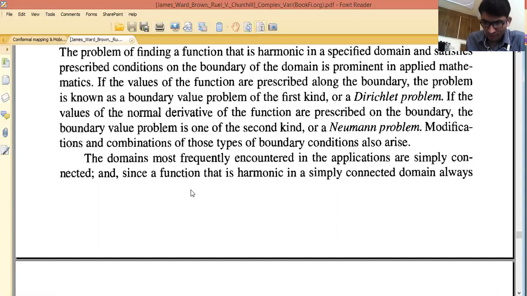Question number 2: a transformation of the type w equals alpha z plus beta, where alpha and beta are complex constants, is known as translation, magnification, a linear transformation, or a bilinear transformation. This is the linear transformation.